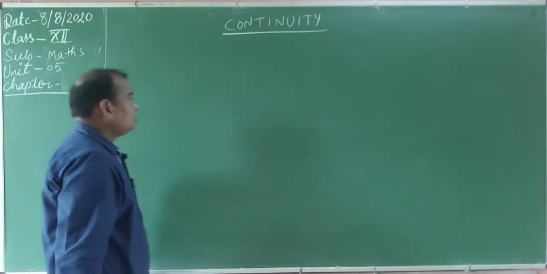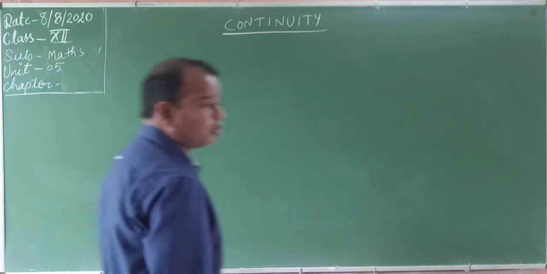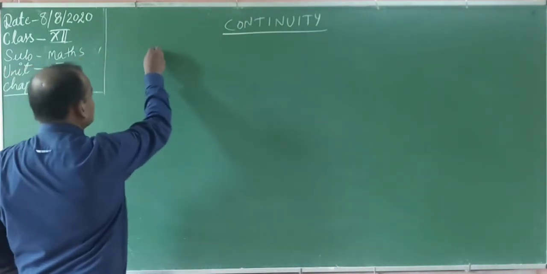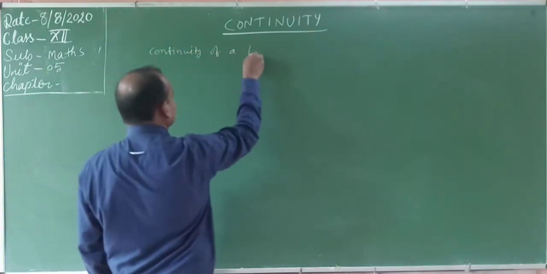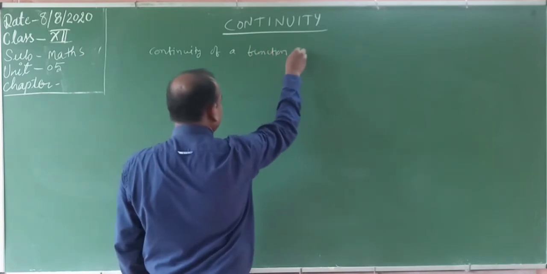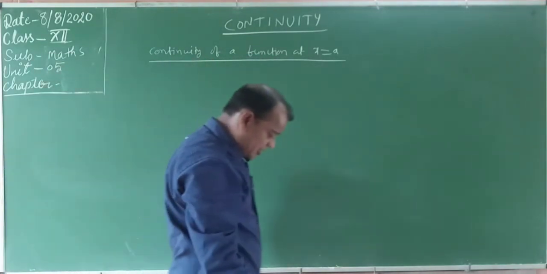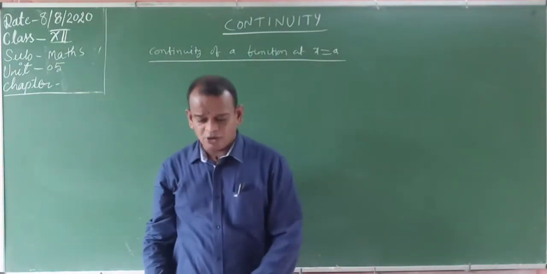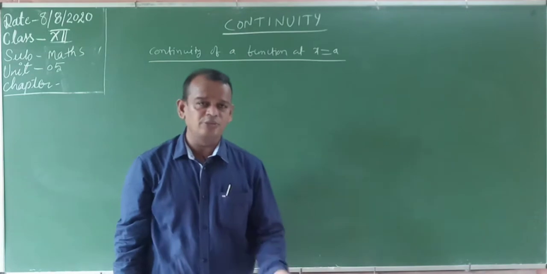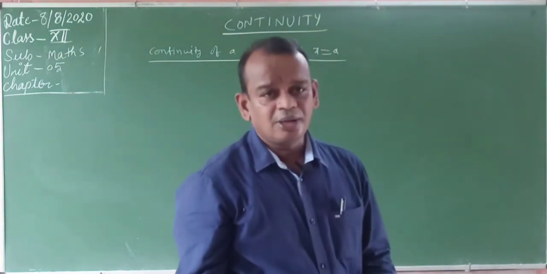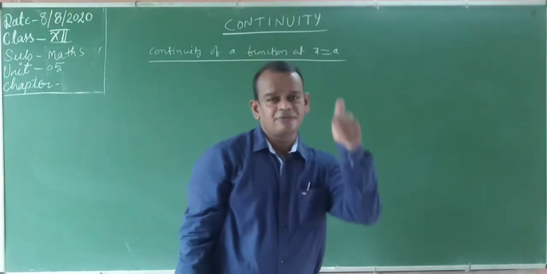Now, the working rule for continuity of a function at a particular point x is equal to a. Every polynomial, meaning a constant polynomial, linear, quadratic, cubic, biquadratic, or nth degree polynomial, must be continuous on every real number.